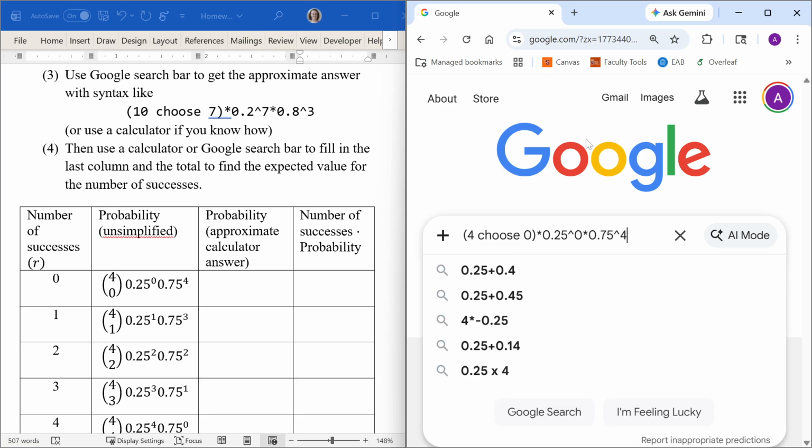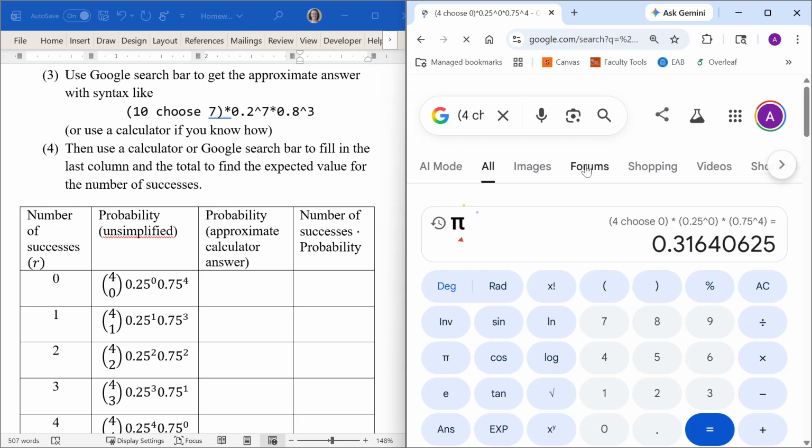And you don't need any other parentheses. The order of operations here is correct. The exponents will be done before the multiplication. So you can go ahead and enter that.